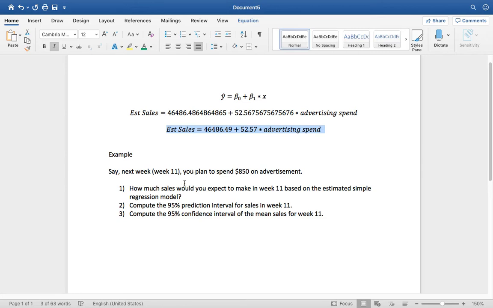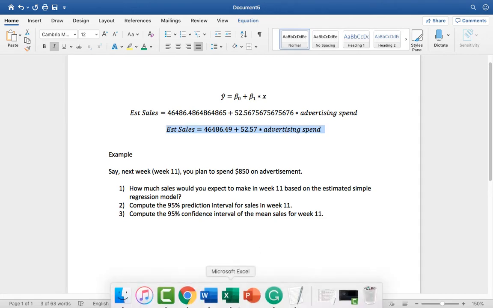There's an example here. Say next week, which is week 11, we've already had the first 10 weeks, you plan to spend $850 on advertisement. How much sales would you expect to make in week 11 based on the estimated simple regression model? So all you have to do to find the answer to 1 is take your 850, that's your advertising spend, and you put it into this equation here, 850 into there, and it's going to generate an answer.